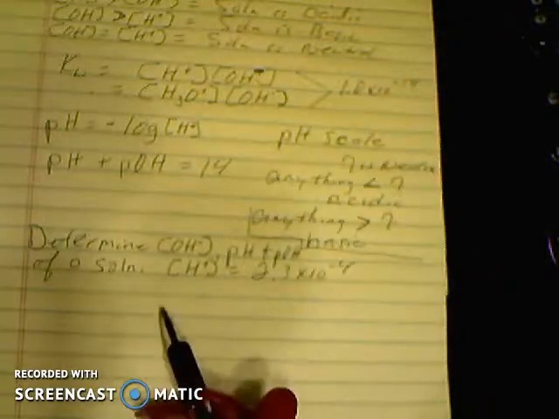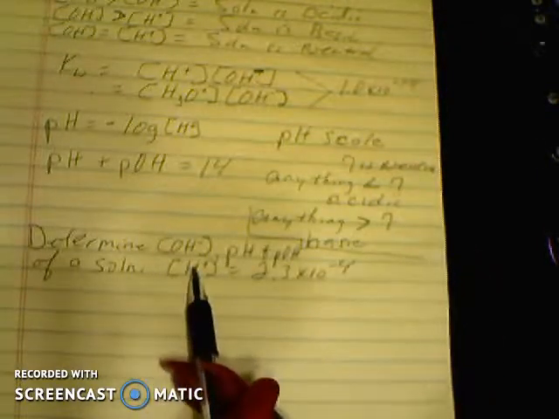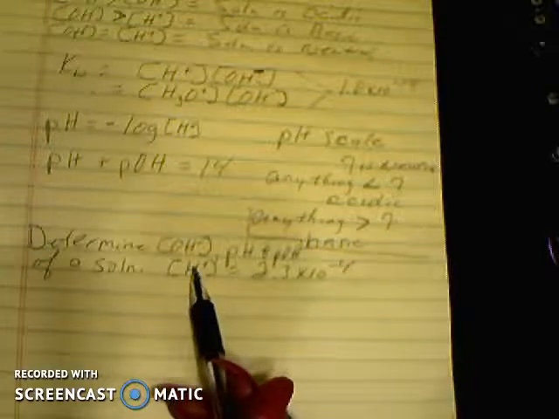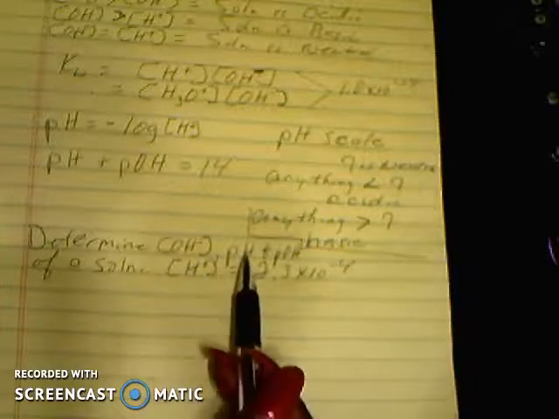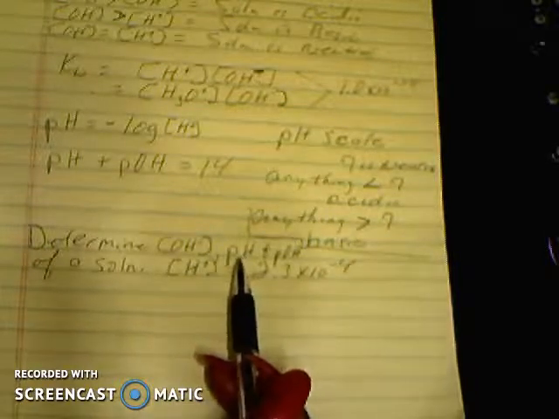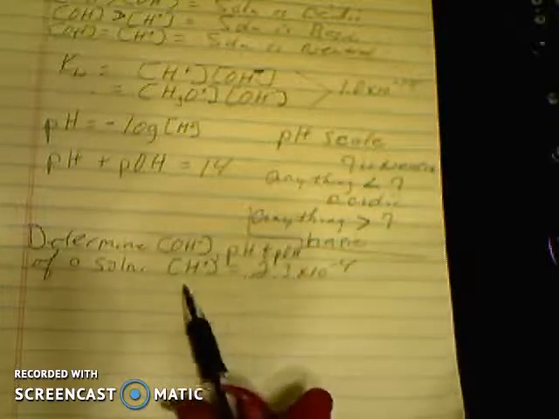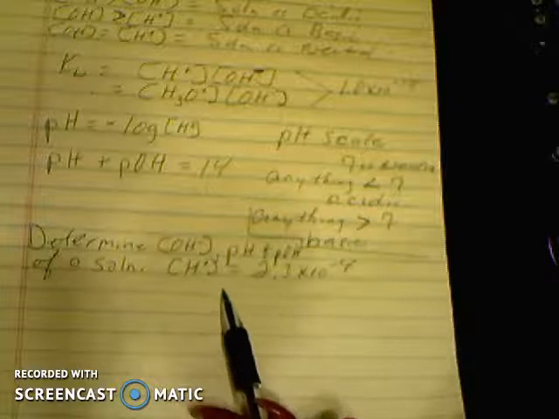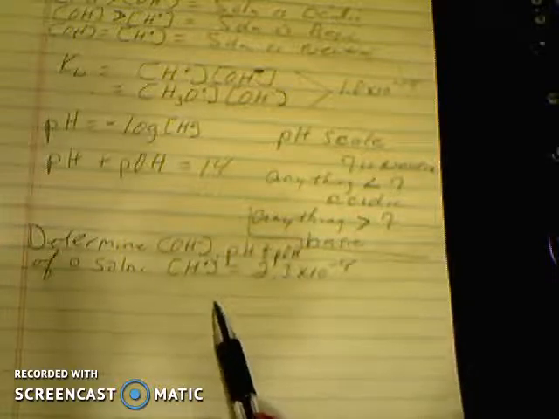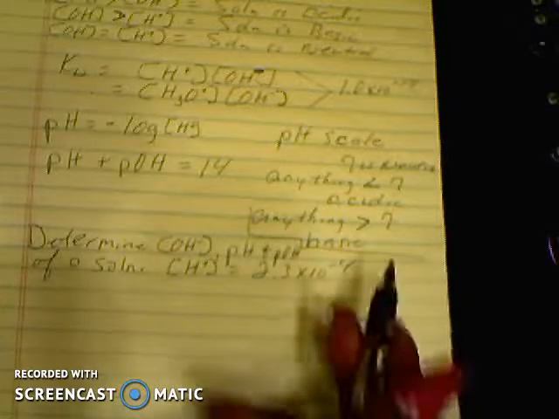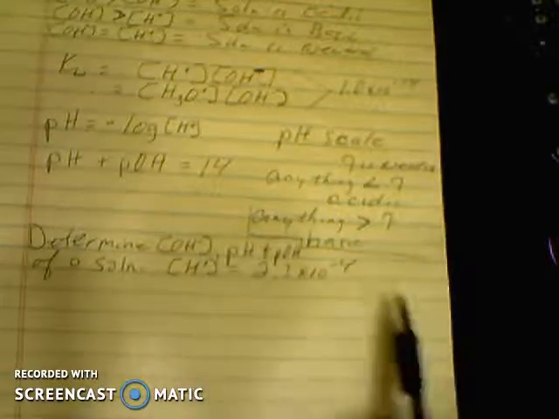So again, we're going to calculate the hydroxide ion concentration, the pH and pOH of a solution that has a hydrogen ion concentration of 2.3 times 10 to the negative 4. All right? First things first.